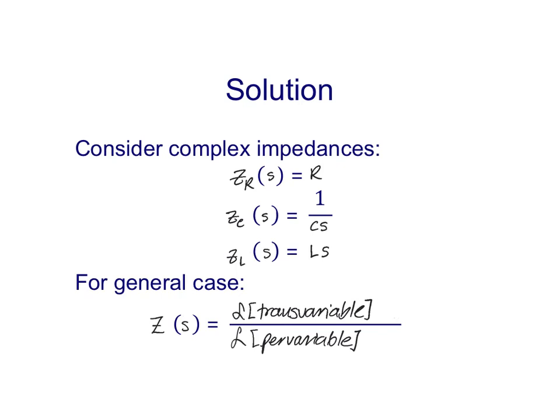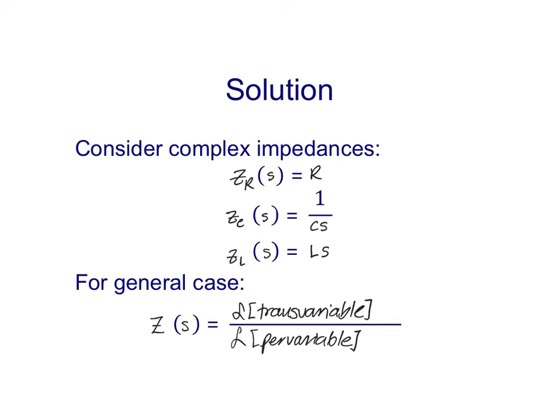A trans variable is a variable which needs 2 points in order to be measured, like for example voltage. And a pair variable is a variable which needs only 1 point to be measured, for example, the current. So, we may find the complex impedance for a resistor being just R, the complex impedance for a capacitor being 1 over C times S, and finally, the complex impedance for the inductor is going to be L times S.